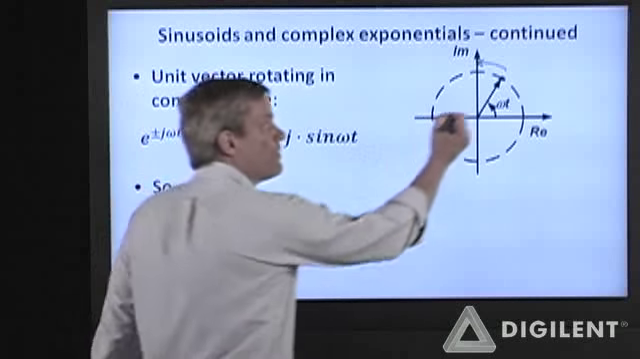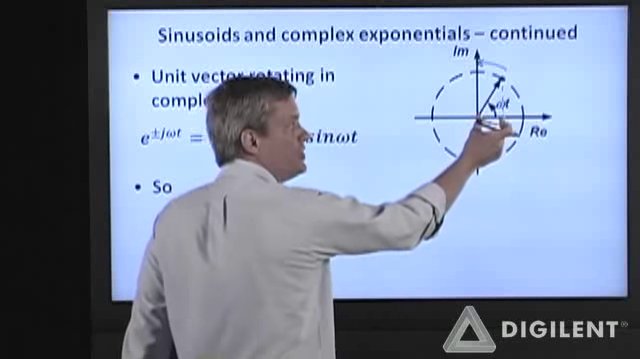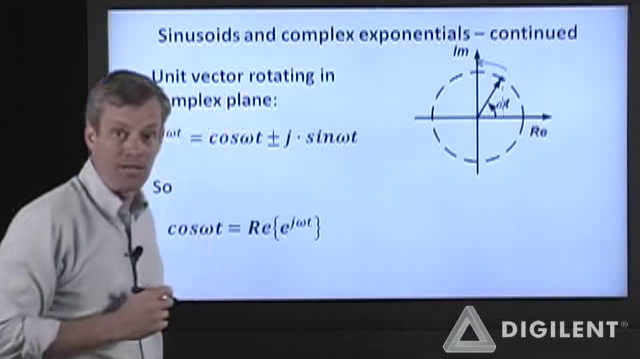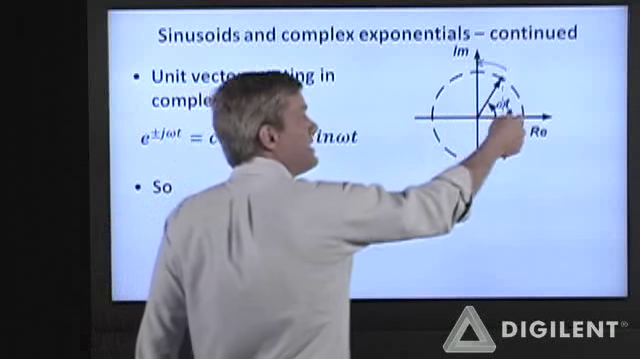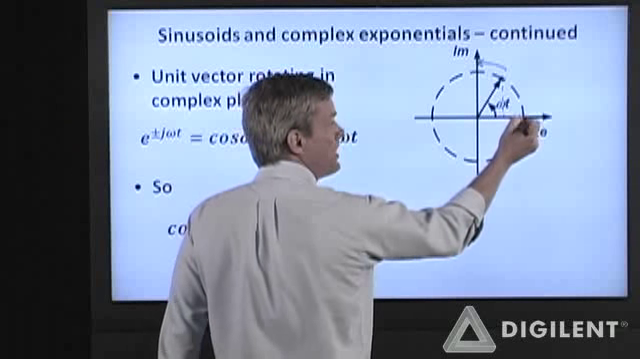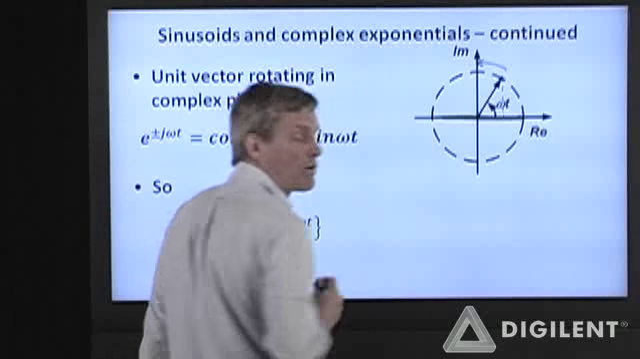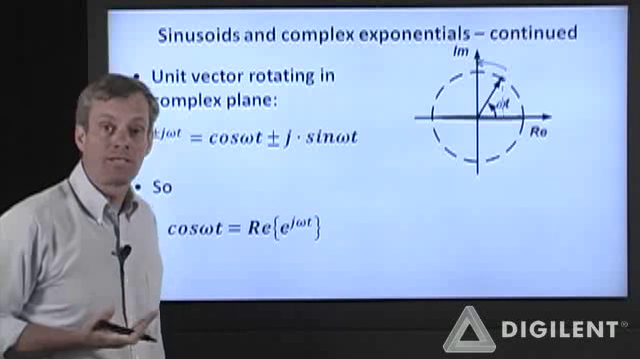So the cosine is still the projection of the tip of this vector onto the real axis. So as this thing is spinning around, the projection of this vector onto the real axis is going backwards and forwards here as time progresses.